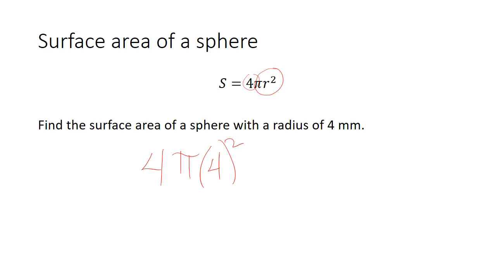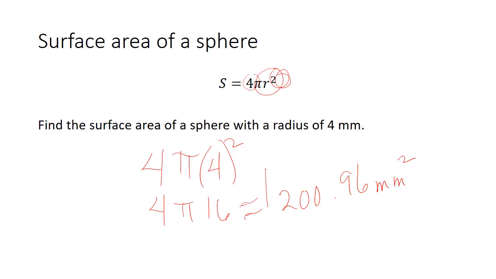So I'm just going to plug in my 4 times 4 to get my radius squared. So that's 16. So I have 4 pi 16. So I'm just going to multiply 16 times 4 times 3.14. That is approximately 200.96. This would be millimeters squared because I'm only squaring my units rather than cubing them. So this would be my answer.